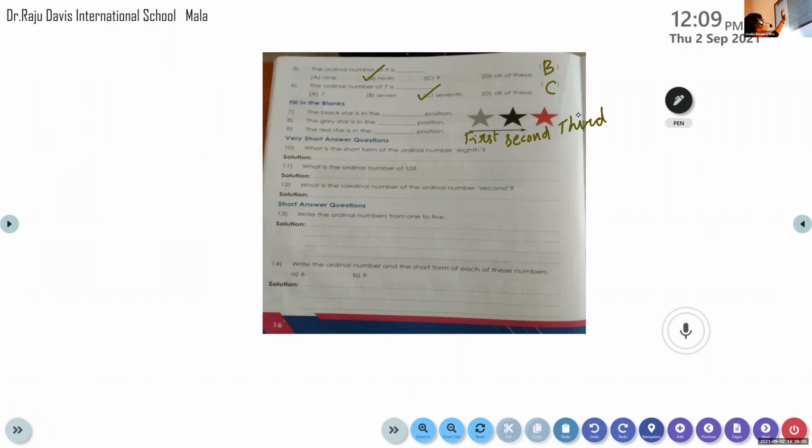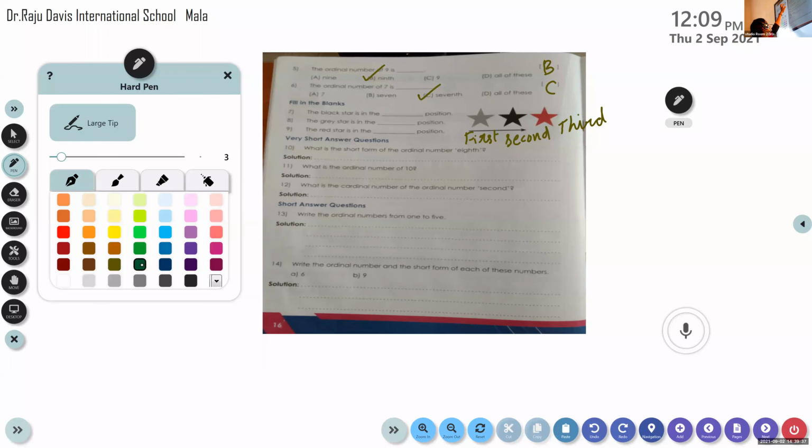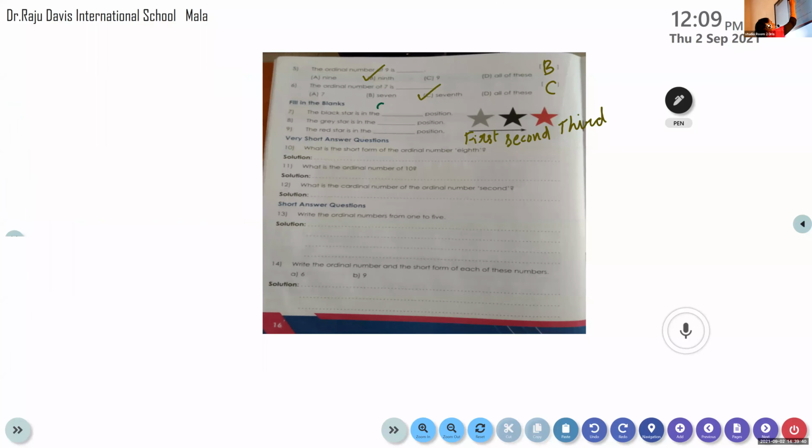Once again. The black star is in the dash position. What is the position of black star, Krishna? What is the position of black star? Second. Very good. So let's write the answer. What is the spelling of second? S-E-C-O-N-D. Very good.